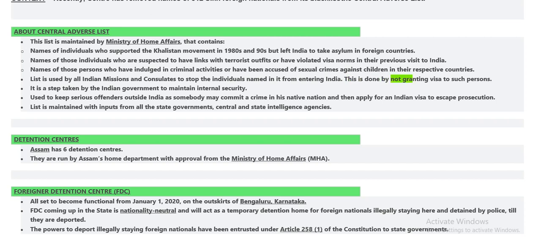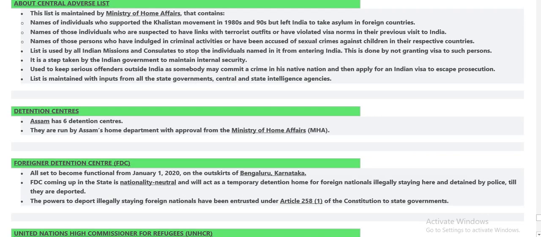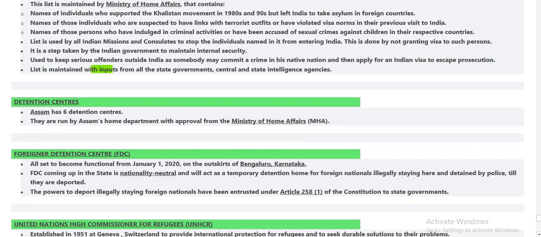Names of those persons who have indulged in criminal activities or have been accused of sexual crimes against children in their respective countries. The list is used by all Indian missions and consulates to stop the individuals named in it from entering India. This is done by not granting visas to such persons. It is a step taken by the Indian government to maintain internal security.